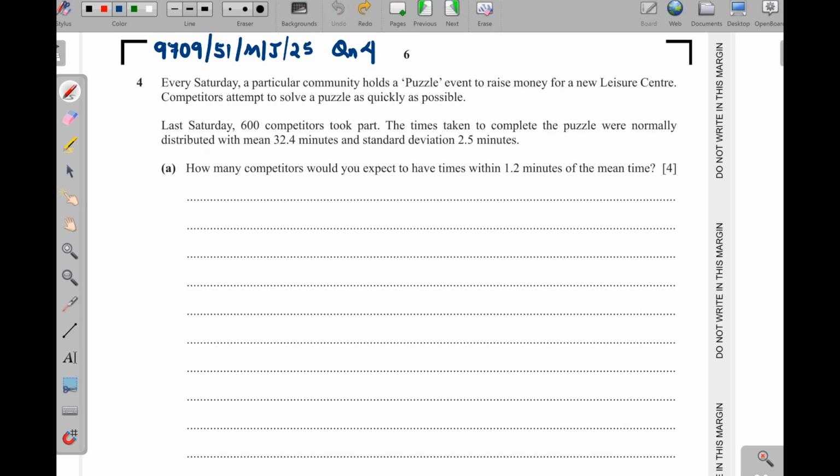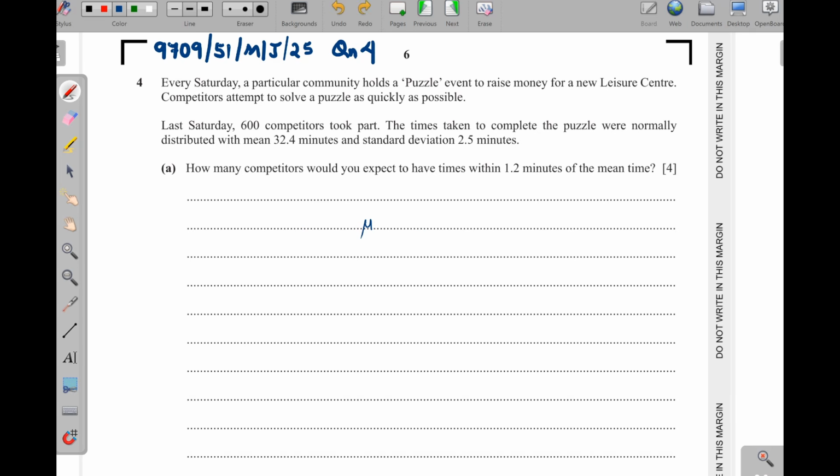Now, in O-level, you looked at what we call bounds, right? They say this number is rounded to the nearest so and so, to the nearest value. It can be maybe to one decimal place or whatever. Now here, when they say that it is within 1.2 minutes of the mean time, that means you can have your mean here, then within 1.2, so it can stretch this side by 1.2, it can stretch this side by 1.2. You see that?